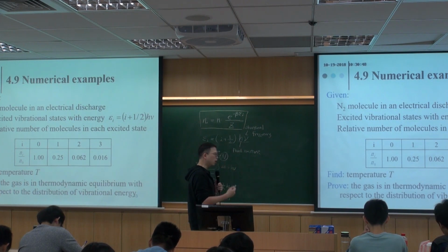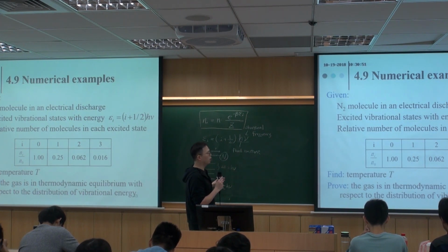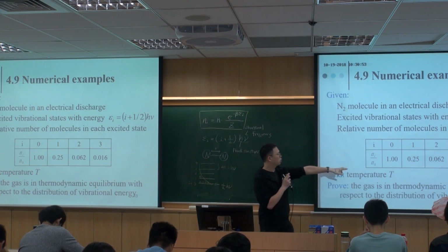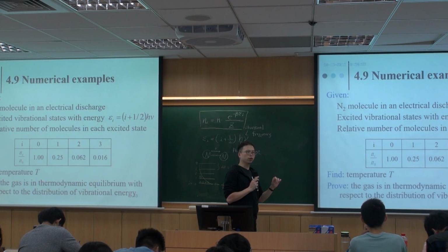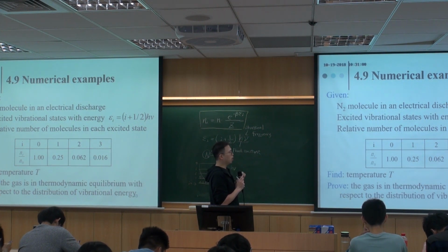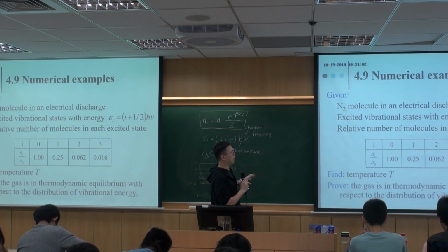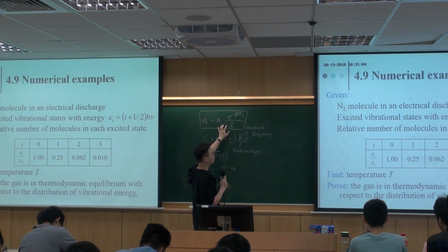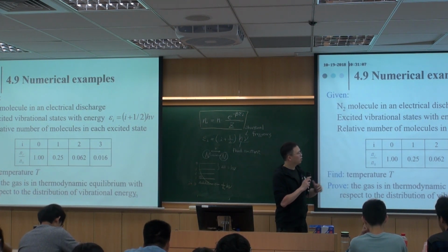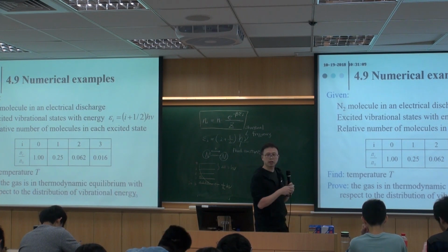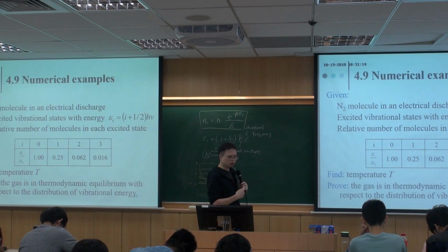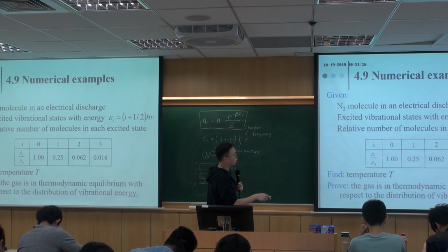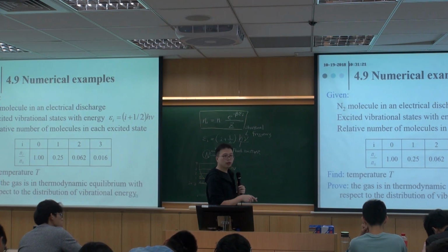So the logic behind the solution, again, is that we first use these two levels to estimate the temperature of the system. And then we further verify that this temperature and this distribution will apply to all the energy states. Therefore, confirming that the temperature we derive, which is about 2,000 Kelvin, will give us an equilibrium state and have this distribution as stated in this problem.